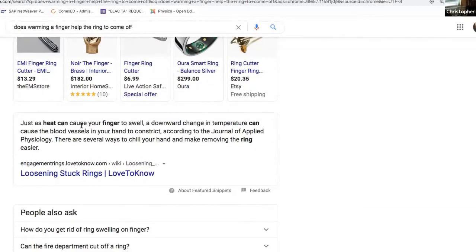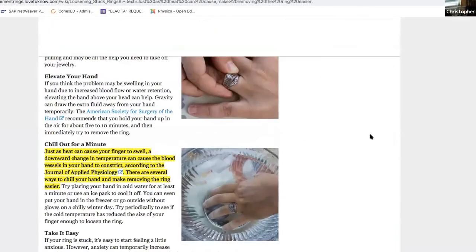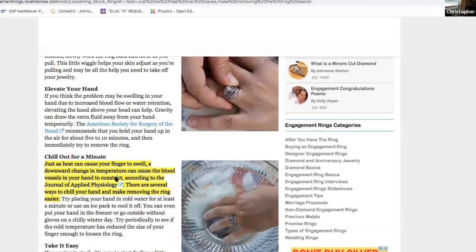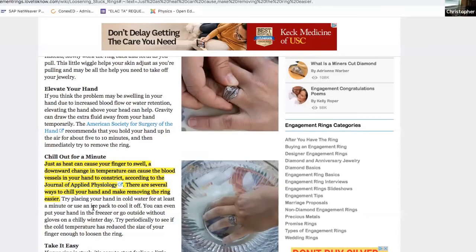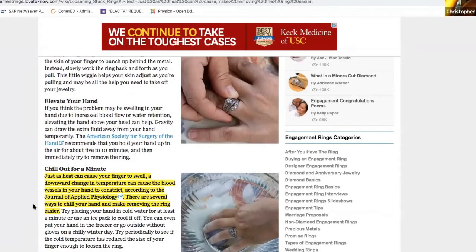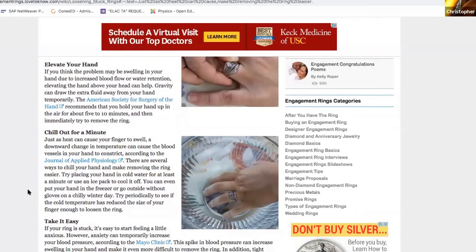Just as the heat can cause your finger to swell, a downward change in temperature can cause the blood vessels in your hand to constrict, loosening stuck rings. Try placing your hand in cold water for at least a minute or use an ice pack to cool it off. You can even put your hand in the freezer. Oh, it is true. So I guess opposite. I thought I had heard from people that you should warm it.